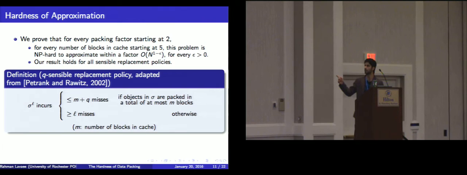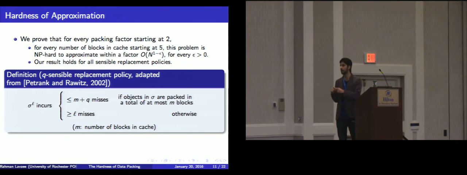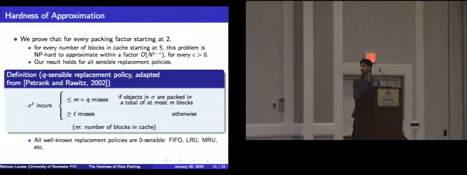We adapted this. In high-level terms, it means that when you operate the replacement policy on a loop, you fall into one of two cases. Either you have less than m plus q misses, where q is the parameter for the sensible replacement policy, or you have more than the number of iterations misses. This depends on whether the objects in the loop are actually packed in a total of at most m blocks, where m is the number of cache blocks. And it turns out that all well-known replacement policies are sensible, actually. So FIFO, LRU, MRU, everything. So it's very hard to come up with a non-sensible replacement policy.